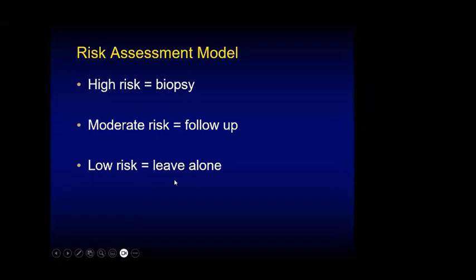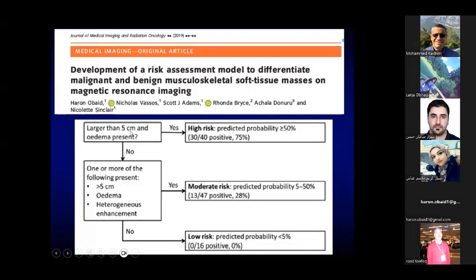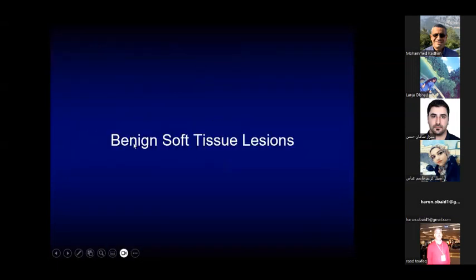So for a low risk group of patients or low risk tumor, you just leave it alone. You don't have to do anything about it. The moderate risk tumors, you just need to do follow-up imaging on them to see if they grow in size or they resolve. The high risk patient, however, this is the group that you need to do the biopsy on. So really the soft tissue biopsy is for patients with tumors larger than 5 centimeters and also surrounding edema. Now move on to the benign soft tissue tumor.